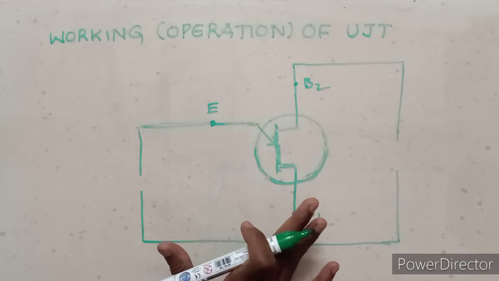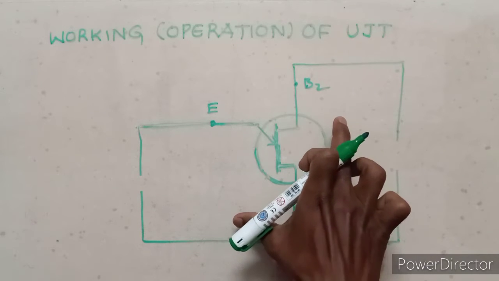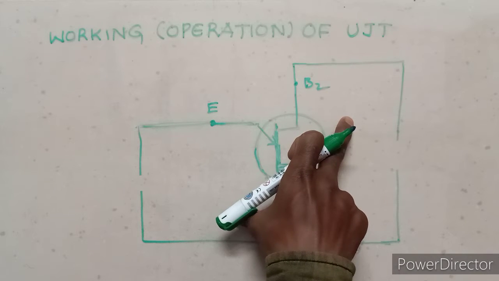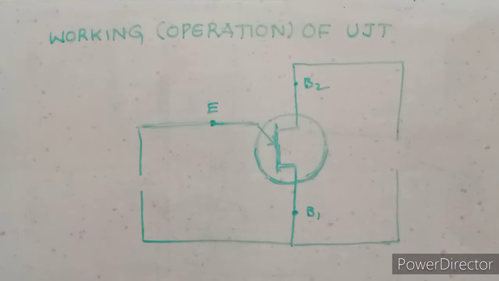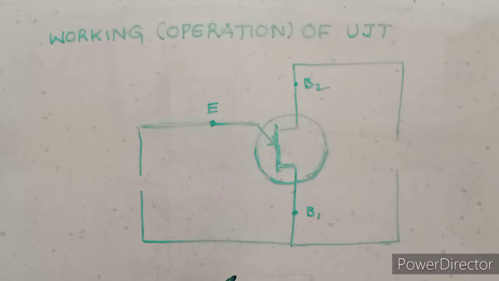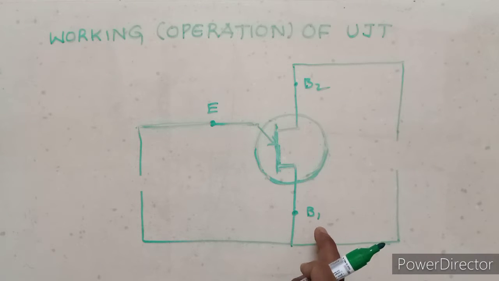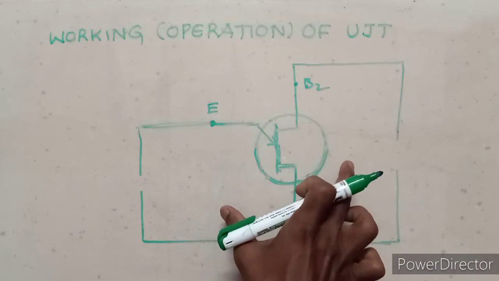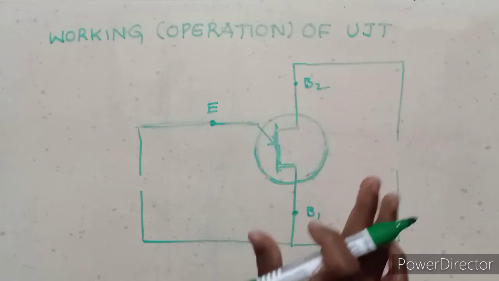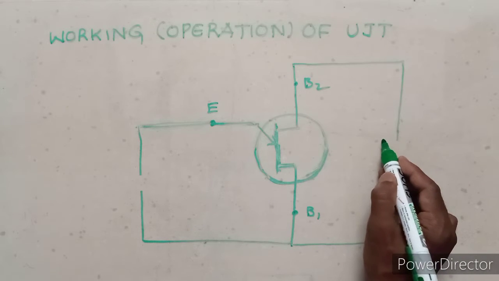Okay, this diagram indicates the basic circuit operation of UJT. The device has normally B2, base 2, positive with respect to B1. So this is the positive.